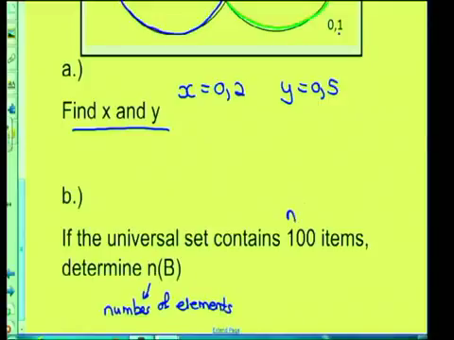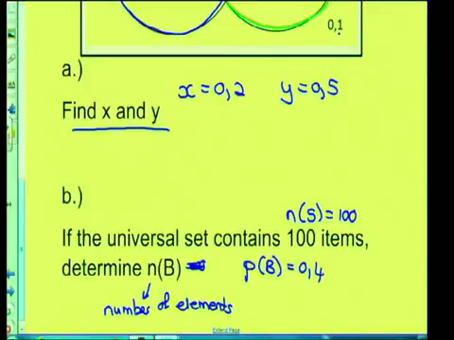And this is actually the N of the sample. N of the sample is 100. That's what they're telling me. So if I look at B, the P of B was 0,4. So, in other words, we could say 4 in 10 is B, or better still, 40%.